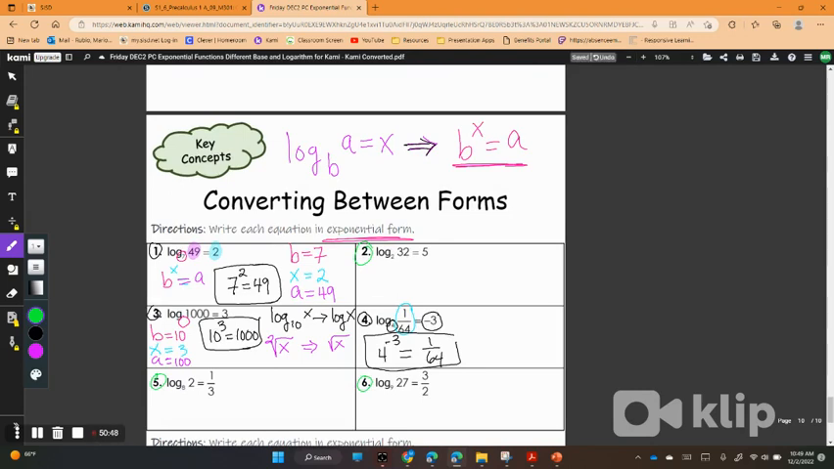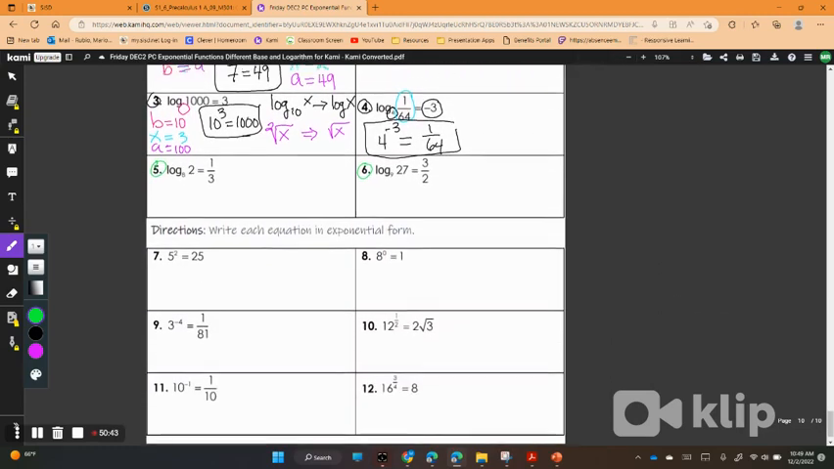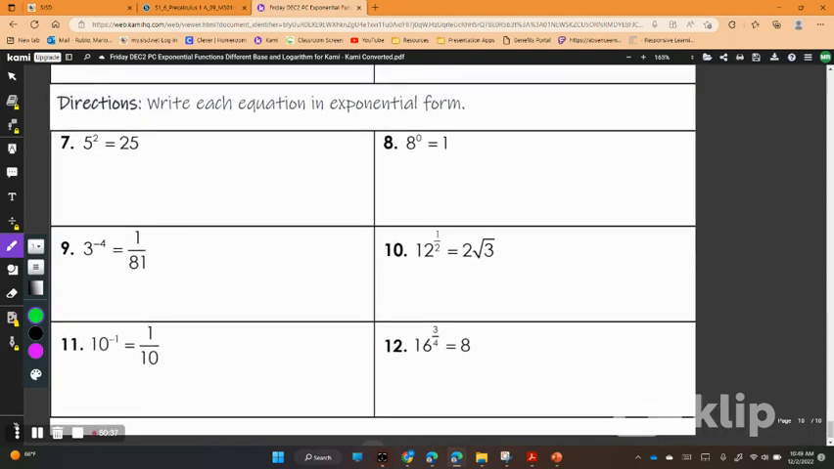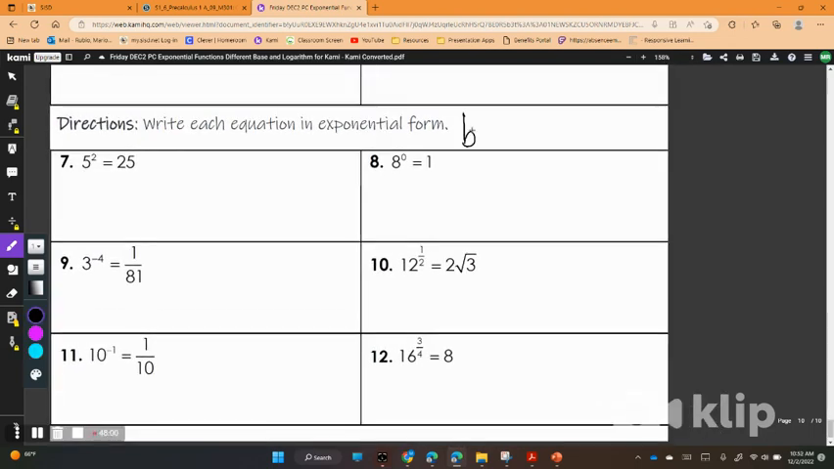Okay. Now let's look at going the other way. Let's go from exponential to logarithmic form. Okay, write each equation in logarithmic form. What we're trying to do here is go from b to the x power equals a, which is what we have here, and we're converting it to logarithm, which is log base b of a equals x.